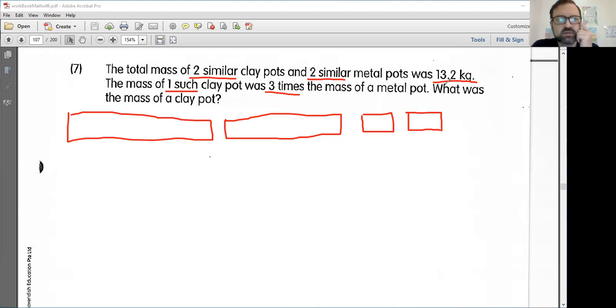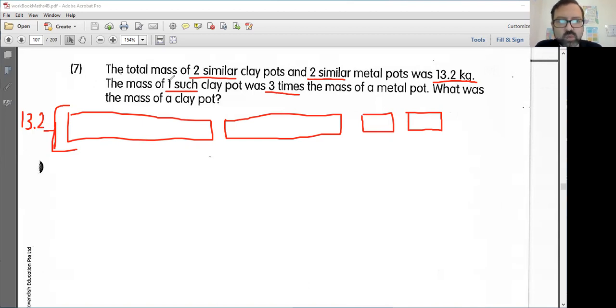We know that we have 2 clay pots, which I've made kind of big, and then 2 metal pots, which I've made kind of small, all right? We know the grand total for all of these is 13.2. And now I will explain why I've made these clay pots so big here.